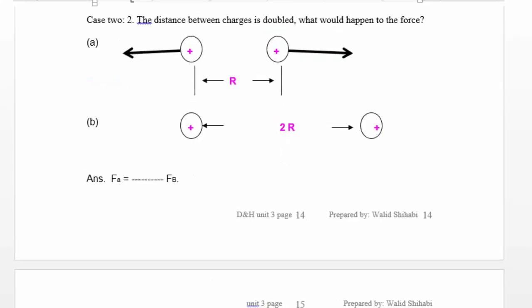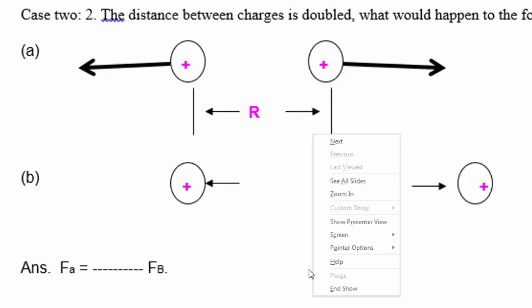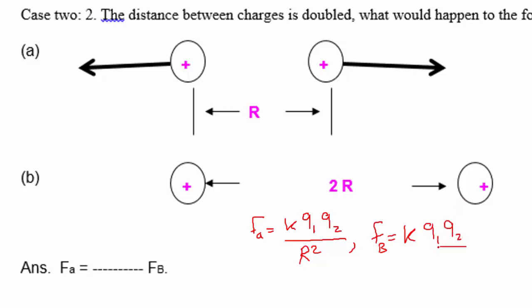Now in the second case here, we double the distance while keeping the charge the same. So what will happen to the force? Again, if you apply Coulomb's law, let's write the force in case A. It will be k times, assume the charge of the first object is q1, the charge of the second object is q2, divided by the distance squared between them, r squared. Now let's compare that to the force in case B after we double the distance. k is still the same, q1 and q2 are still the same, we did not change the charges, but the distance becomes, instead of r, 2r.